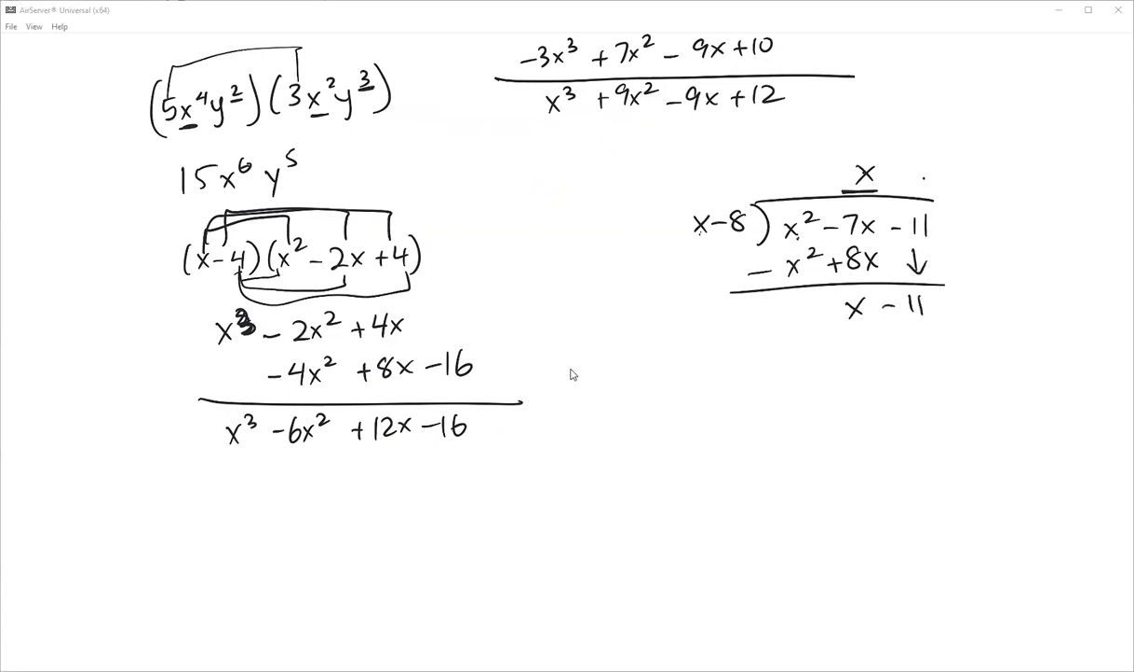So what number times x equals x? It'll just be plus 1. So x minus 8, you subtract it, that becomes a plus. So the remainder is negative 3. So the final answer is x plus 1 plus negative 3 over x minus 8. You could also write x plus 1 minus 3 over x minus 8. Either answer is fine.